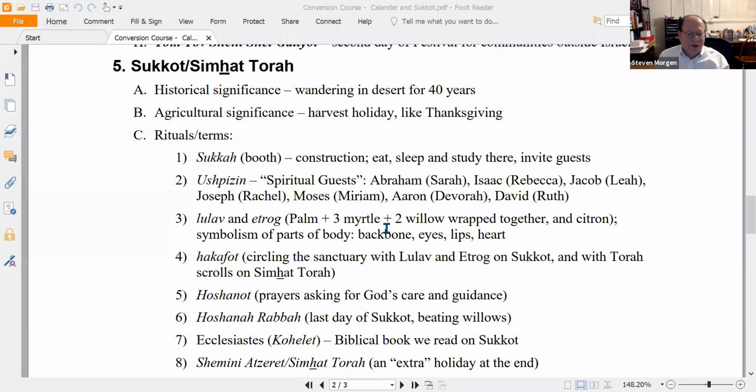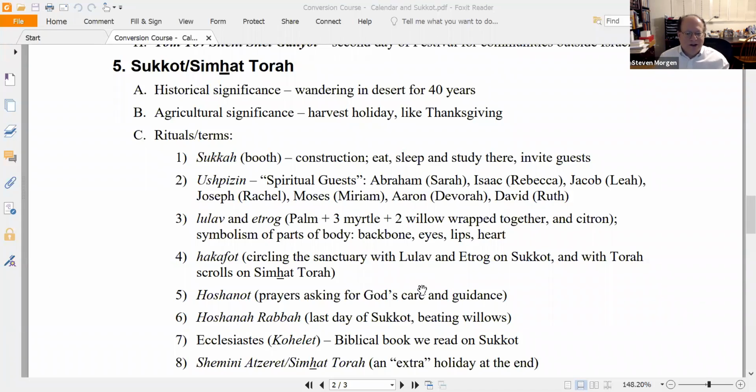Jewish people have interpreted different meanings to the elements of the lulav and etrog. So the palm branch is a thin spine, right? So it's like your backbone. And the myrtle leaves are kind of roundish, so they're like eyes. And willow leaves are kind of longer, so they're like lips. And the etrog is kind of heart-shaped, so they say it's like the heart.